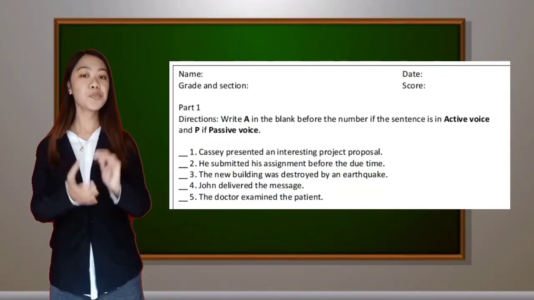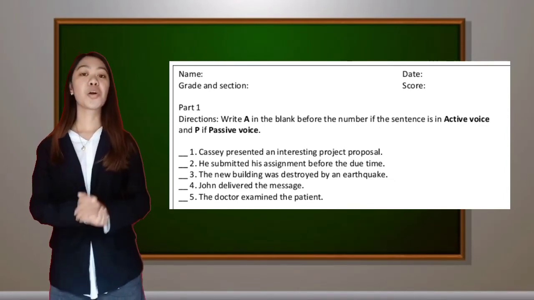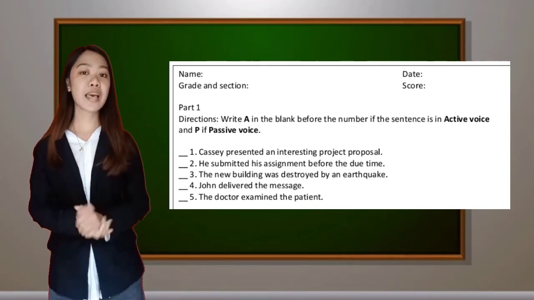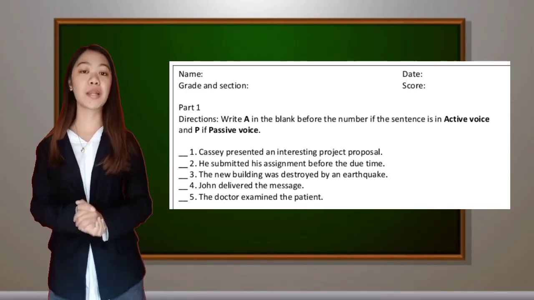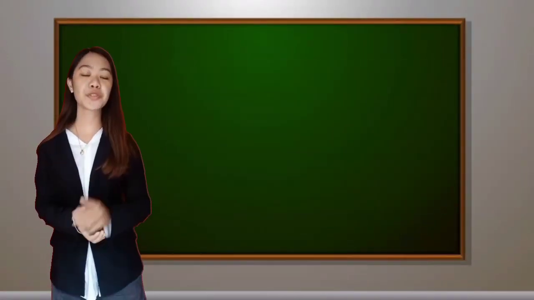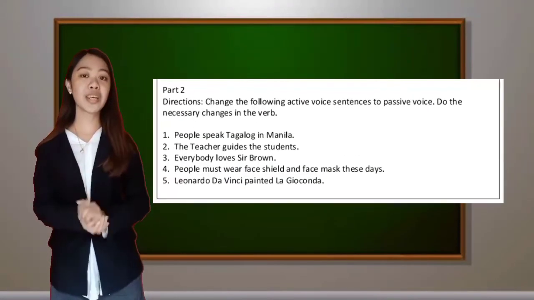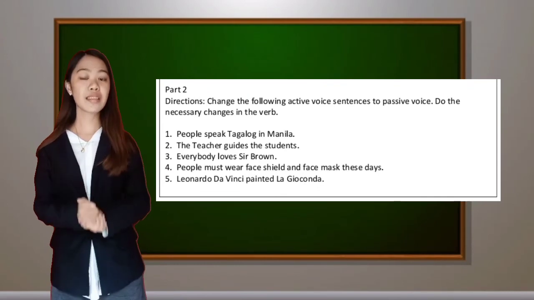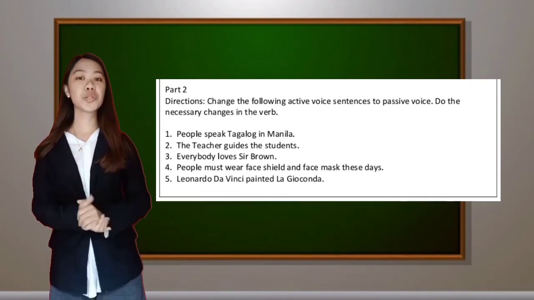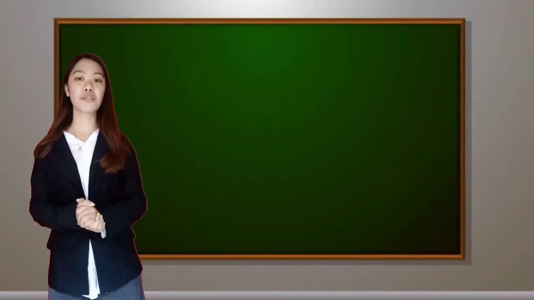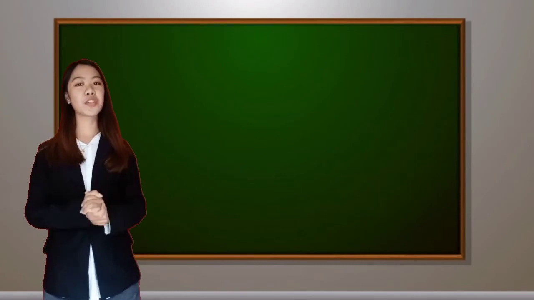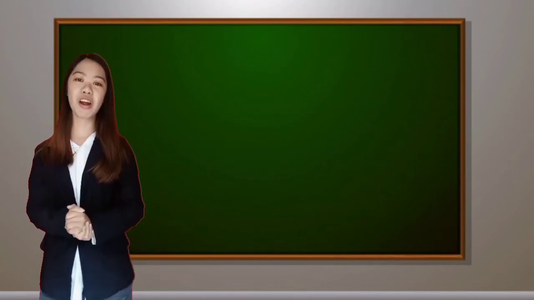So in part 1, we have directions. Write A in the blank before the number if the sentence is in active voice and P if passive voice. Okay, so let's go now to part 2. So change the active voice sentences into passive voice sentences. So do the necessary changes in the verb. Okay, do you have any questions? Okay, so if none, you may now start.